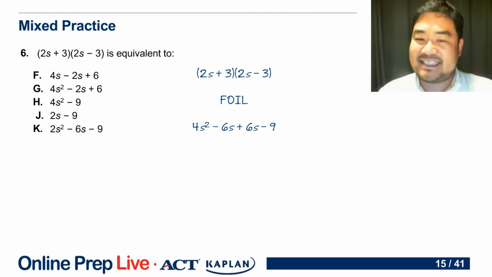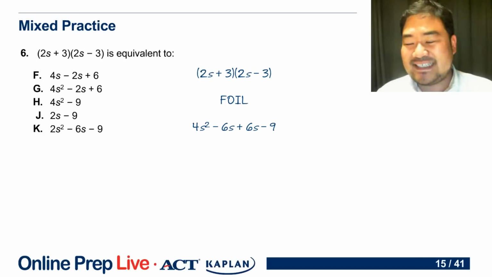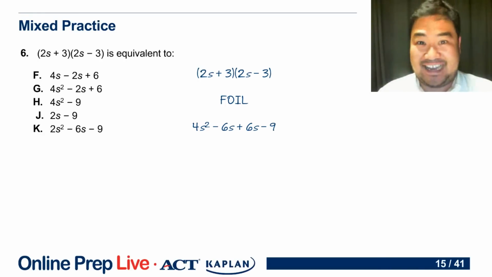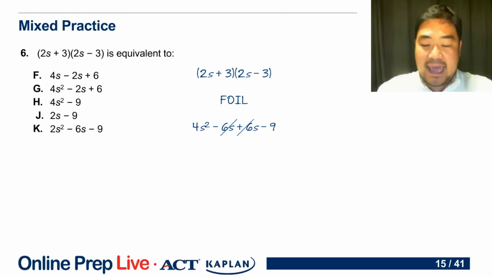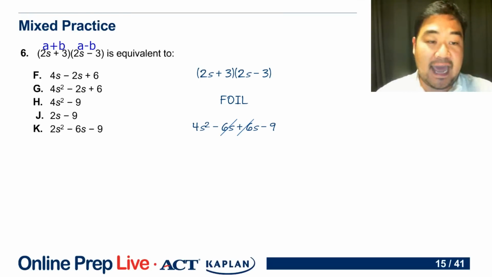But tell me this in the chat, and this is one of the most fun parts of math, to be honest. What's the thing you can simplify here? What's the thing that actually goes away? And the thing that goes away is those middle terms. Why? Because this is actually an example of A plus B and A minus B.